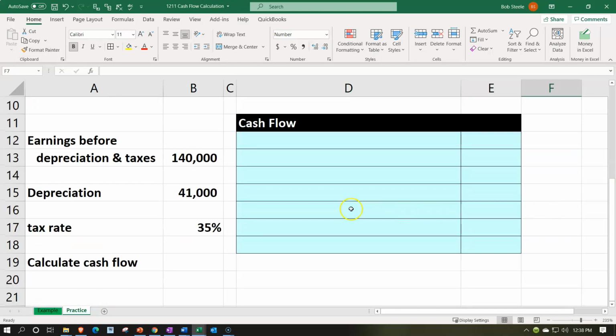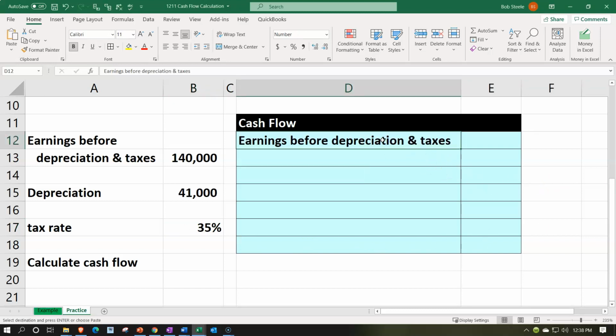Let's do it again down here. We're going to say the earnings before depreciation and taxes. So we're assuming this being the earnings before we have included the depreciation. Then we'll put in the depreciation so that we can calculate the tax at the 35%. Once we have the tax included, then we'll remove the depreciation to get back to basically a cash flow calculation for it.